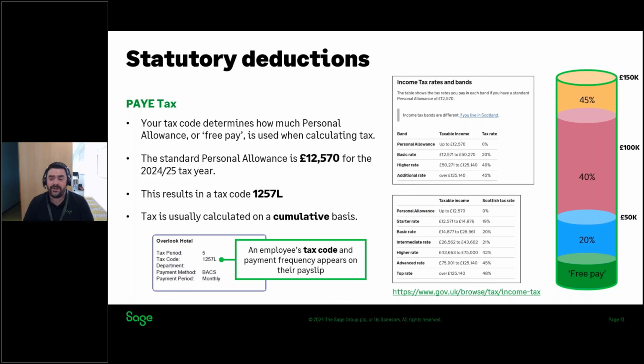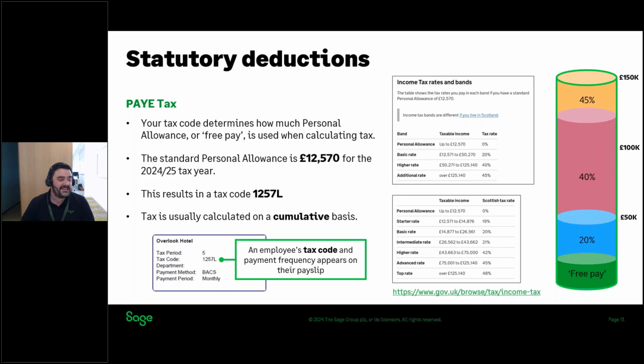So when it comes to it, your employee's tax code must appear on the payslip as well as their payment frequency, which for Harry in our example is monthly. And there'll be ways that they could check the tax that they've paid using their year-to-date values, which we'll come on to a little bit later.